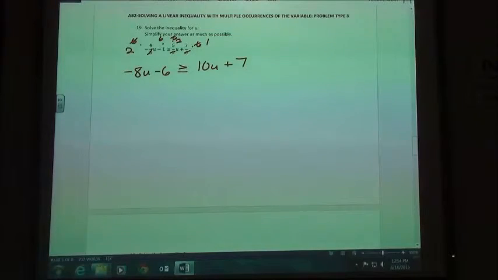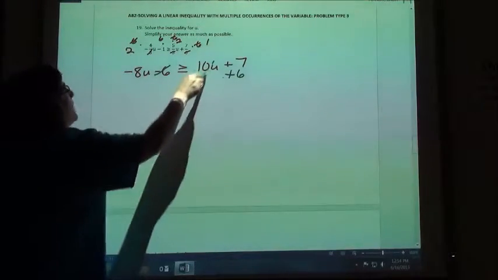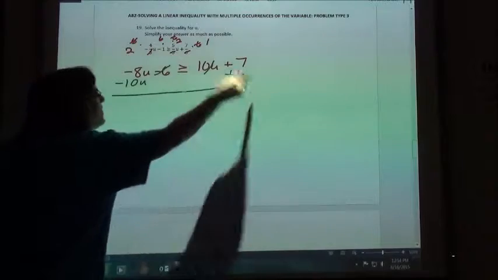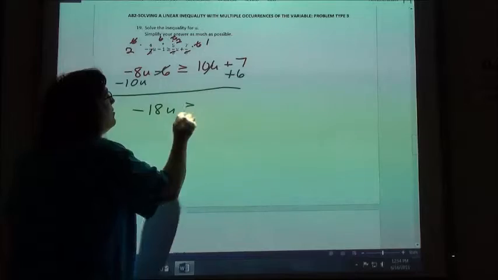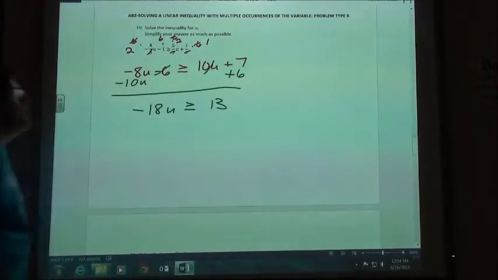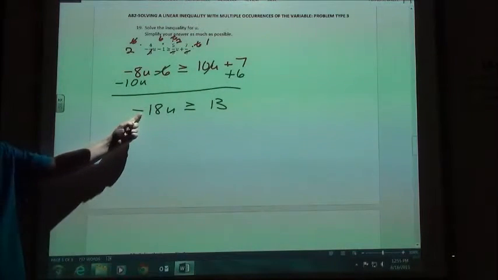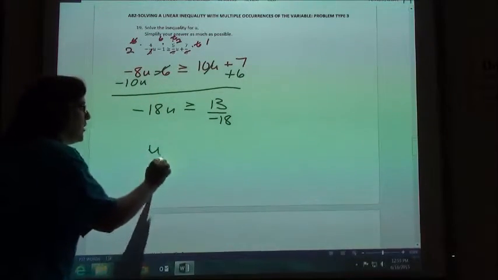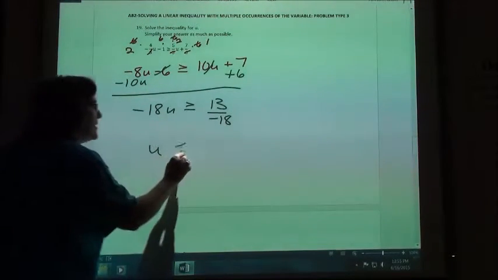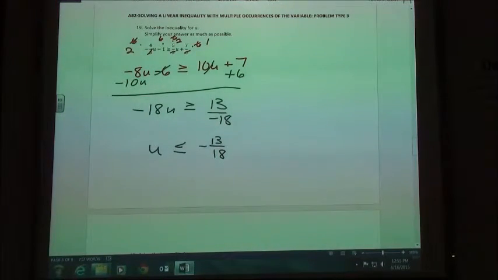If I want to solve that, what would you guys do first? Add the 6 to move that over here, which means I would probably in the same step subtract the 10u just to save myself some space. So negative 18u is greater than or equal to 7 plus 6, which is 13. So in this case, my coefficient's going to be negative. I'm going to divide by negative 18, so u ends up being less than or equal to negative 13/18, because I'll put that negative out in front instead of down on the bottom.